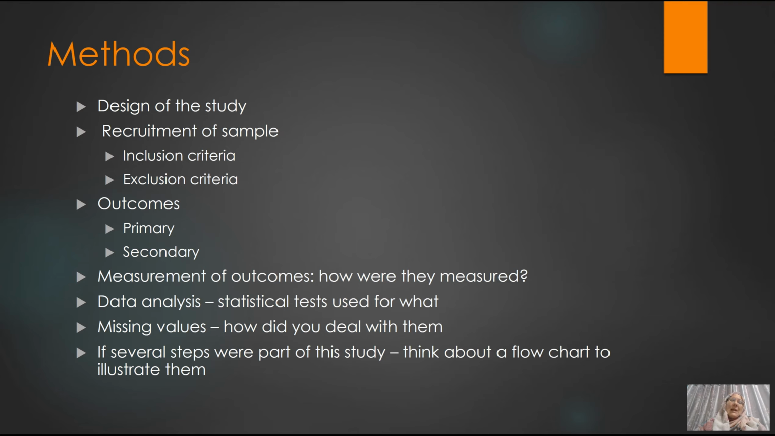And then you arrive at your final sample size. And by illustrating this in a flow chart, you can sometimes make it very clear to the reader how you arrived at your final sample and how you applied the inclusion and the exclusion criteria.